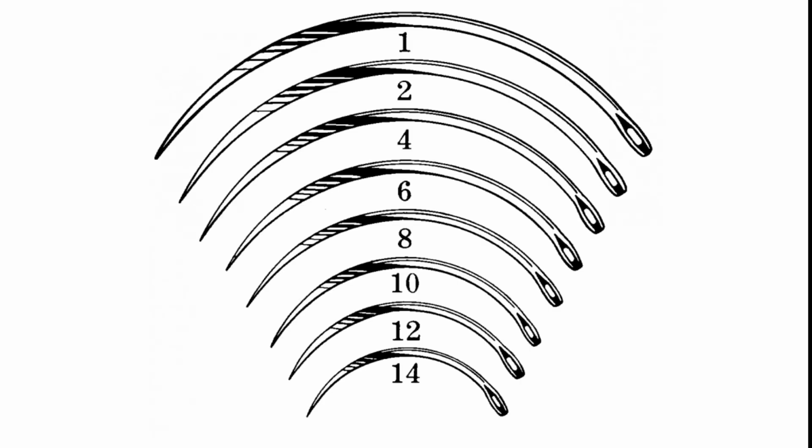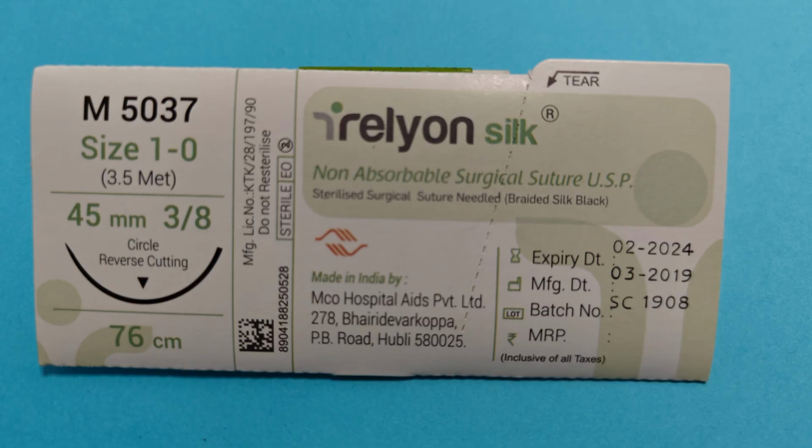Needles come in various sizes. Generally, larger suture materials come with larger needles. You can see the size of the needle on the packaging.